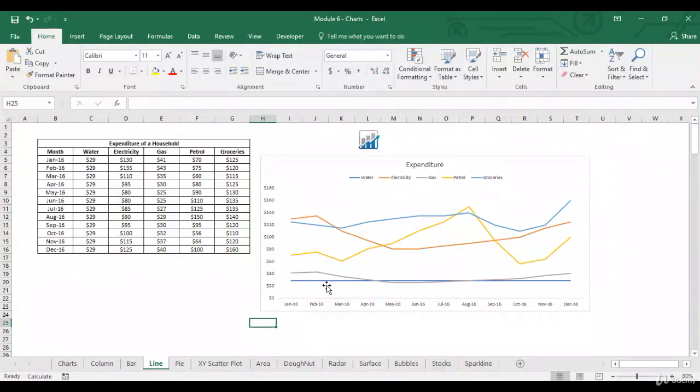So the water bill remains consistent throughout the year. As you can see from the data also, it's $29 throughout the year. So we've got a straight line. Moving on to the electricity, which is being represented by the amber line over here. As you can see, in the initial months of the year, Jan, Feb, when it's relatively cold, the electricity bill is higher. But as we keep on moving towards the summer months, there's a dip in the electricity bill. And then from August, September onwards, it again starts picking up. Then it reaches its peak in December again.